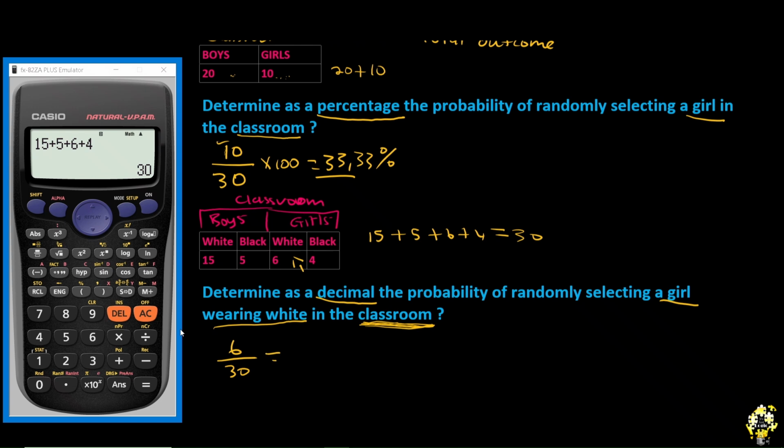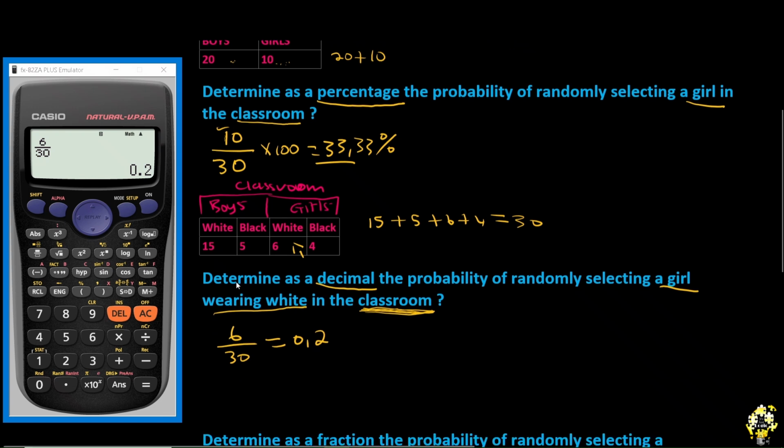As a decimal, it said as a decimal. The best thing you can do is the fraction form, 6 over 30. When you say equal to, by now you have watched how to use your Casio. Change gives you the fraction form, and it says 0.2.